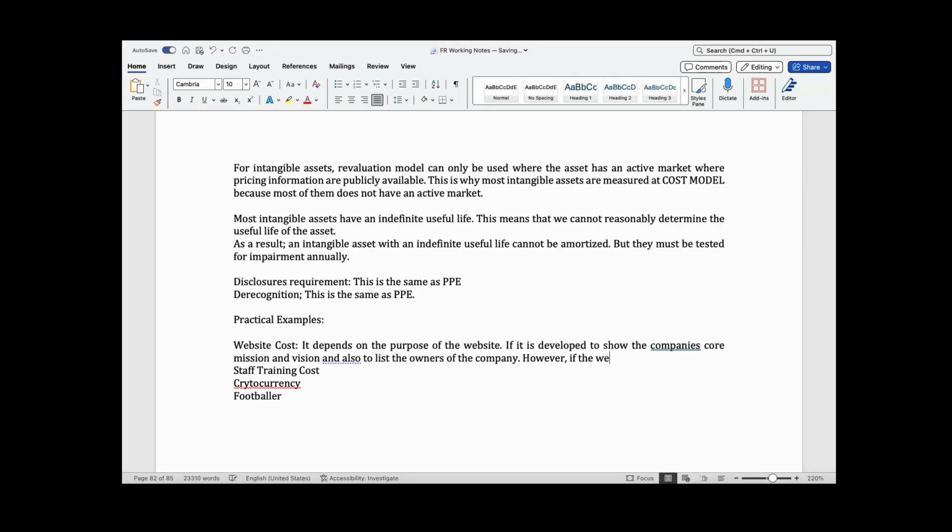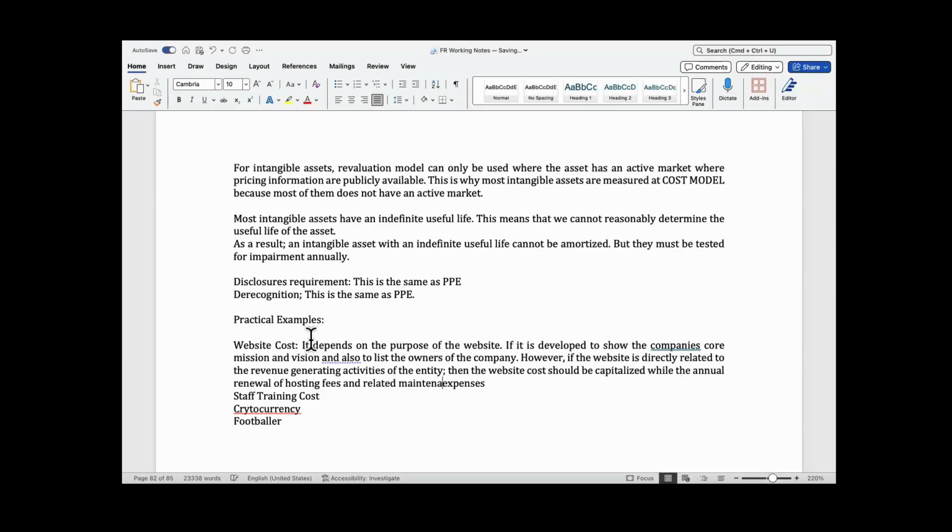However, if the website is directly related to the revenue generating activities of the entity, then the website costs should be capitalized, while the annual renewal of hosting fees and related maintenance expenses should be expensed.